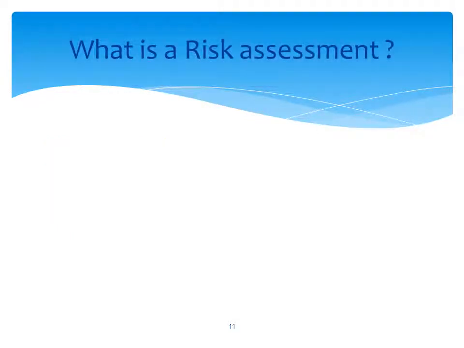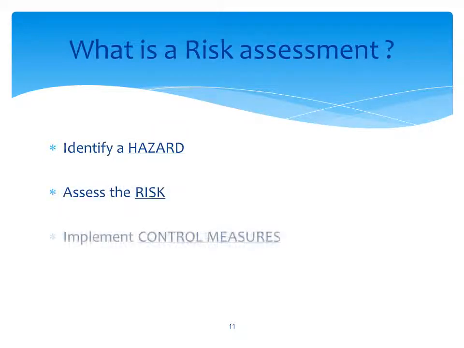So what is a risk assessment? Well, a manual handling risk assessment is carried out in the exact same way as any risk assessment is done. They follow the same format. You identify a hazard, you assess the risk associated with that hazard, and you implement control measures. And finally, you monitor and review the changes. A hazard is defined as something that has potential to cause you harm. A risk is the chance or likelihood that that harm will actually happen.